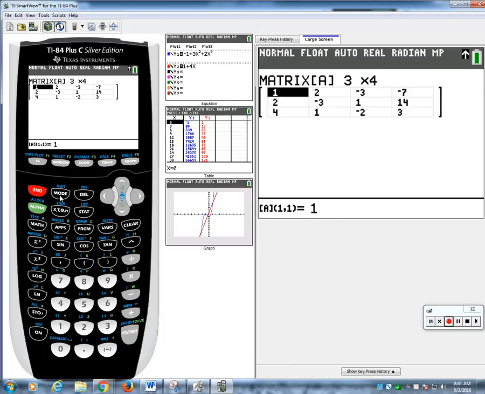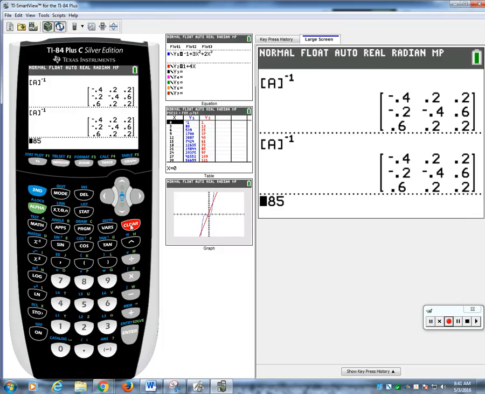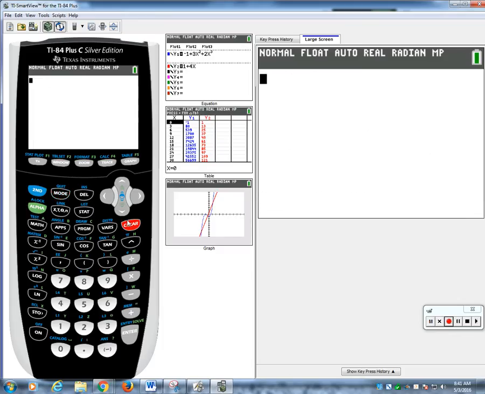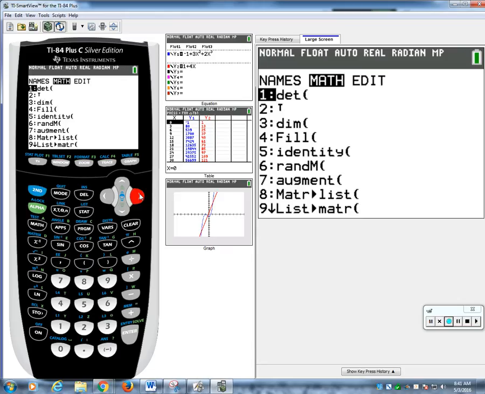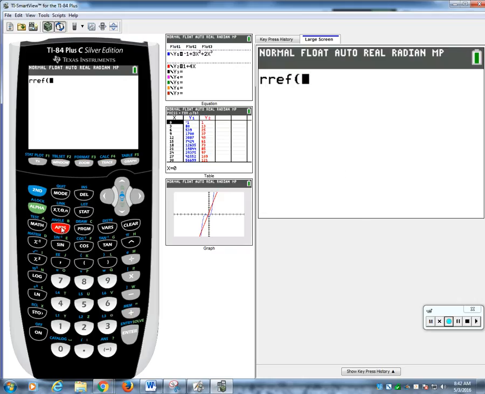So now I go back to the home screen and clear all this junk out. And then I'm going to go second matrix again. This time I want to go to the math menu. And if I go to B, then that says RREF, which you all remember stands for the reduced row echelon form.